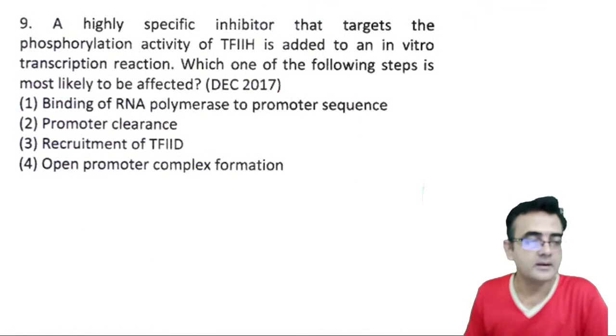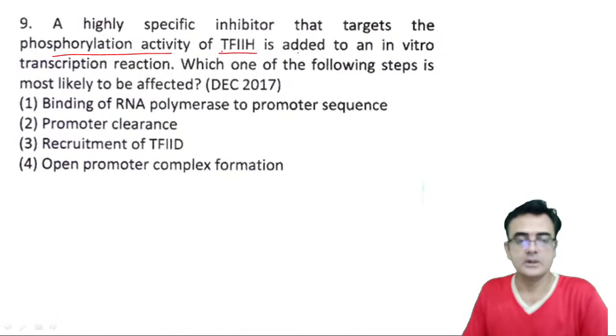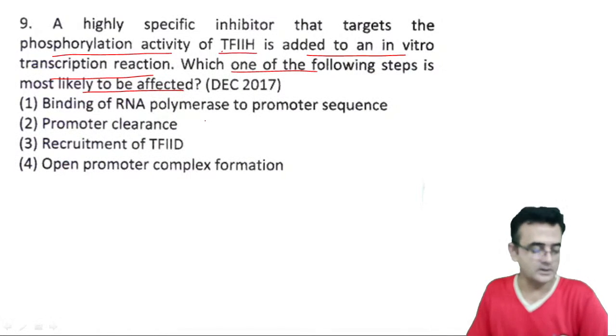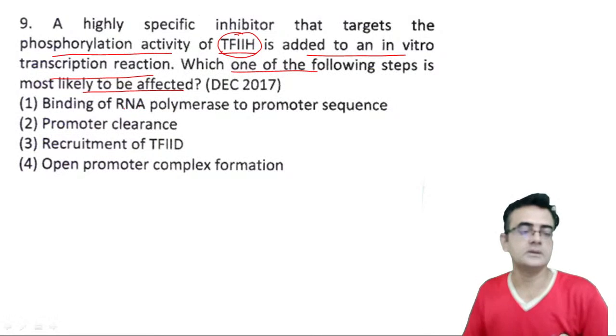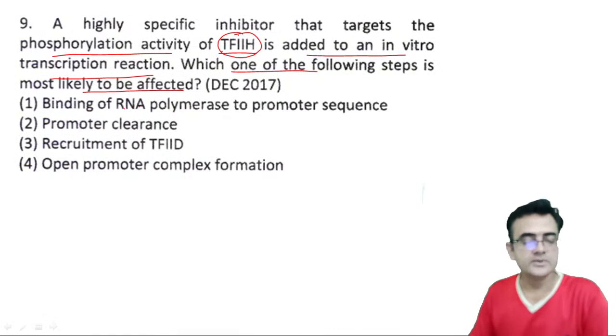Now the 9th question. A highly specific inhibitor that targets the phosphorylation activity of TF2H is added to an in vitro transcription reaction. Which one of the following steps is most likely to be affected? Again, this is a good question. Highly specific inhibitor that targets TF2H. This is the transcription factor that comes at the end of the transcription initiation, if you remember. It is the largest transcription factor, TF2H. It comes after E, and then H comes, right?